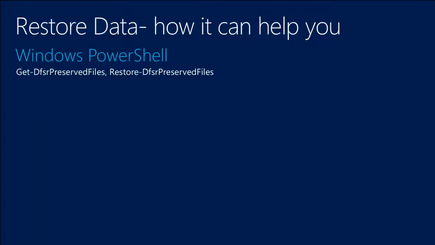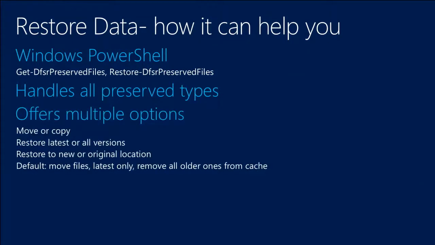And what you can do now, just to cut to the point here, is these get and restore commandlets finally in the box. You can say, okay, I screwed up. Get me all my stuff back. I don't care if it's deleted, it's conflicted, it's pre-existing, just get my stuff back. I don't care if I need to move it, I'm in a hurry, but maybe I want to copy it in case I really am worried that I'm not having a good day. Do I want all the versions? Yes, you can get all the versions. Do I want the latest versions?